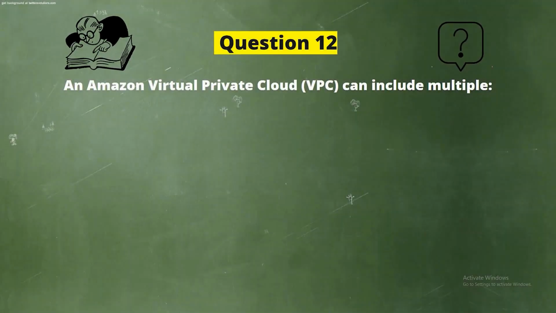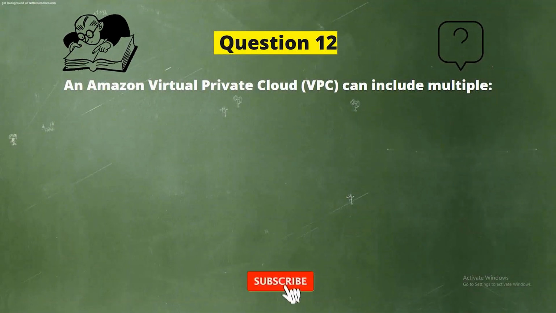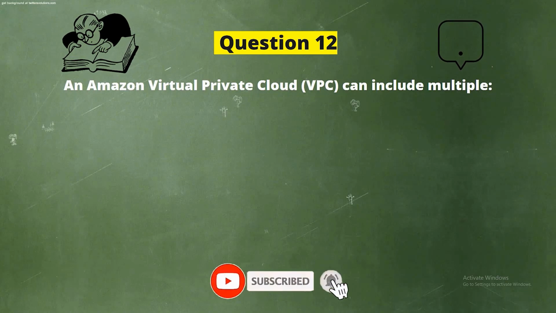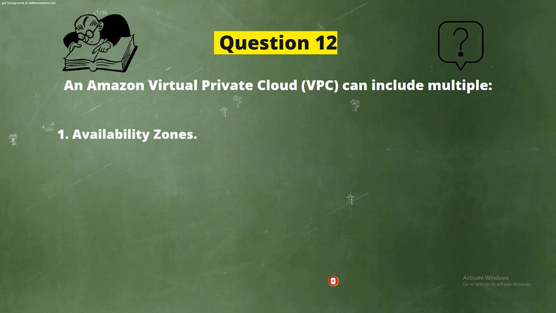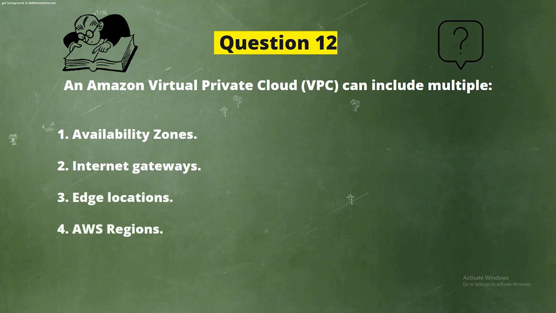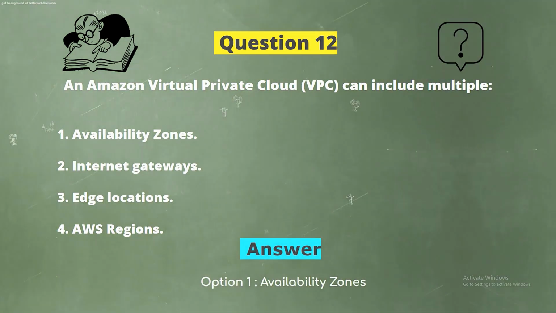Next question. An Amazon Virtual Private Cloud, VPC, can include multiple. And the options are: Option 1, availability zones. Option 2, internet gateways. Option 3, edge locations. Option 4, AWS regions. And the correct answer is Option 1, availability zones.